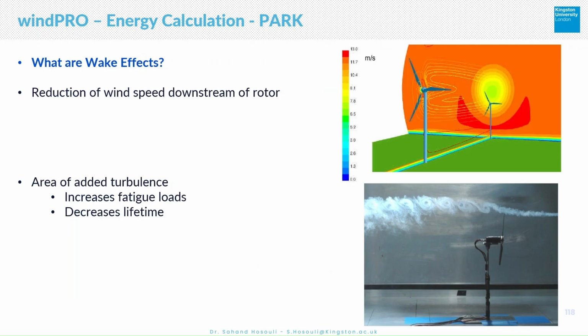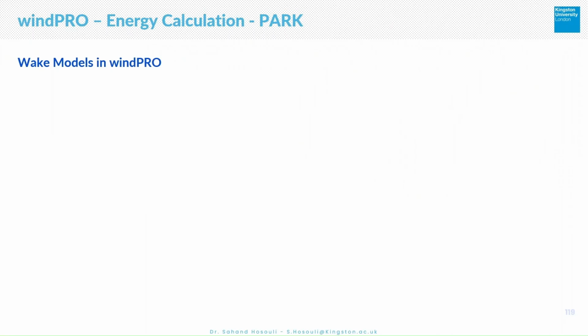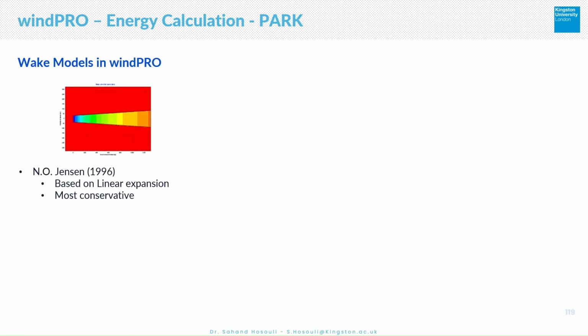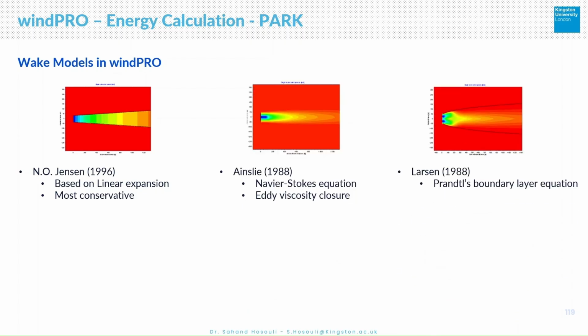In terms of the wake effect, as I described before, it's a reduction of wind speed downstream of the rotor, and the area of added turbulence would result, if we don't follow this, in an increase in the fatigue load and also a decrease in the lifetime of the wind turbines. So for the wake model in windPRO, we have different models. The first one is the Jensen model 1990, developed in 1996, which is based on linear expansion and is the most conservative model. But we have other models which have been developed over time as well, which follow different boundary conditions such as Navier-Stokes equations, etc.